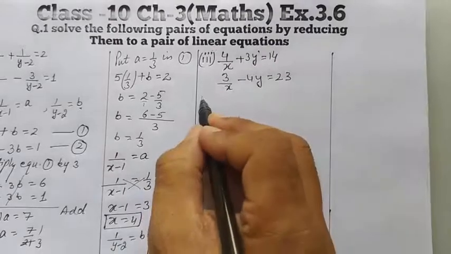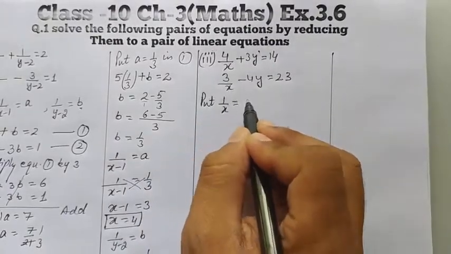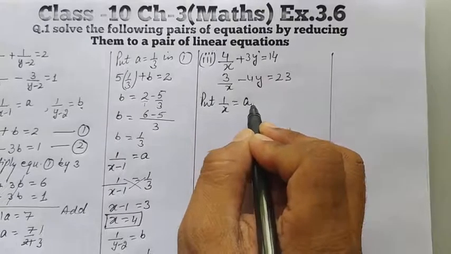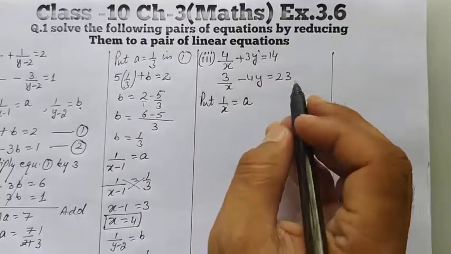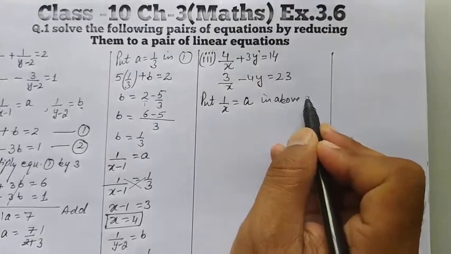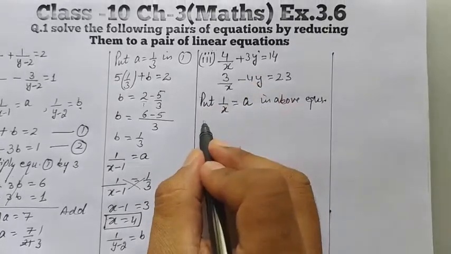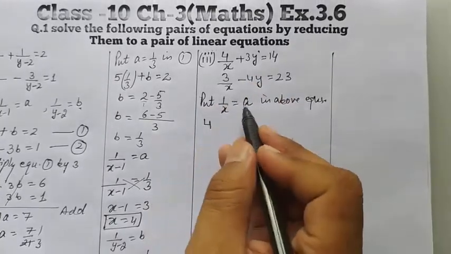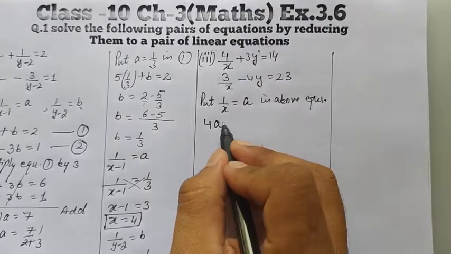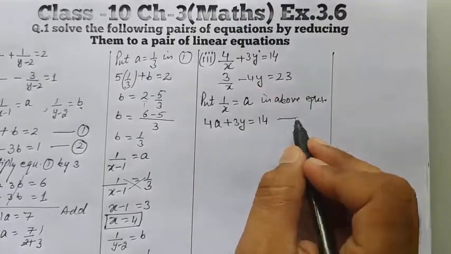So if I put 1 by x as anything, you put here a. Okay, so in the above equations, it becomes 4 over x means 4 into 1 by x. 1 by x is a, so it means it is 4a plus 3y is equal to 14. This is equation number 1.